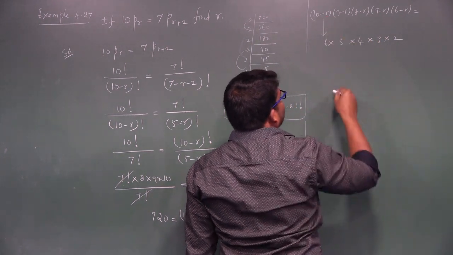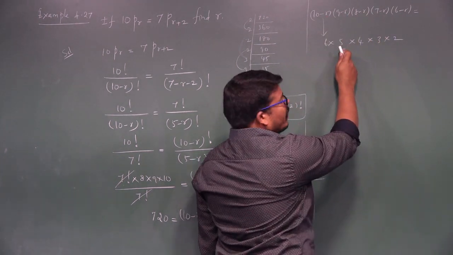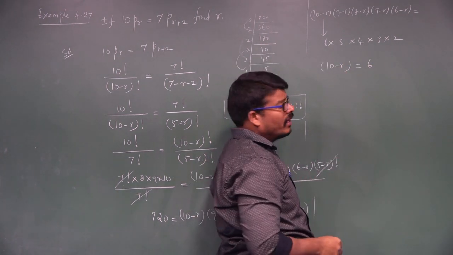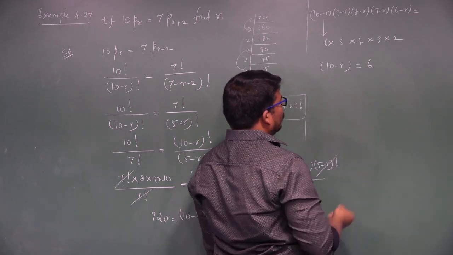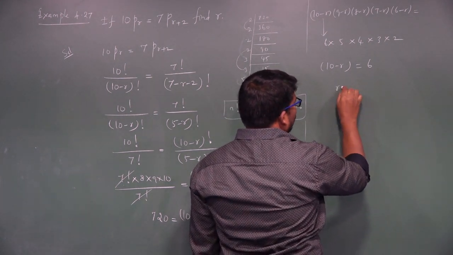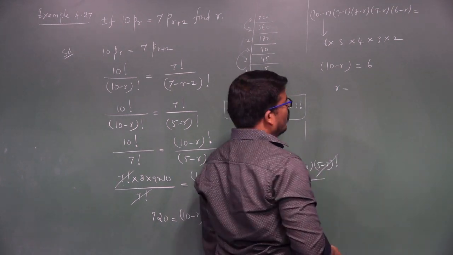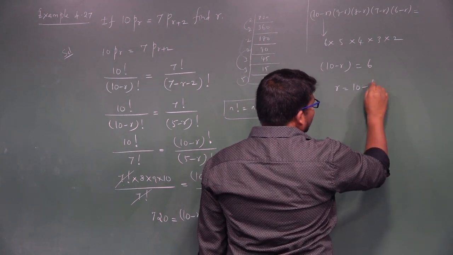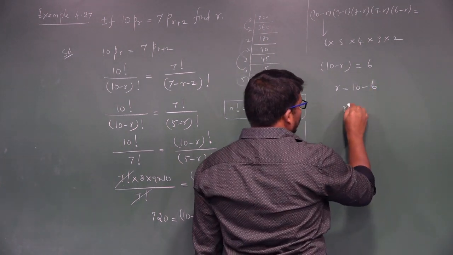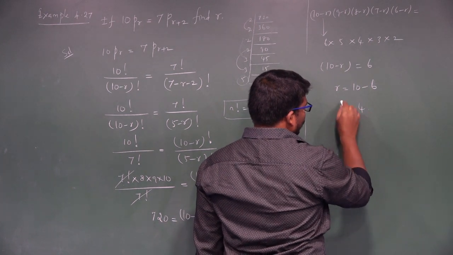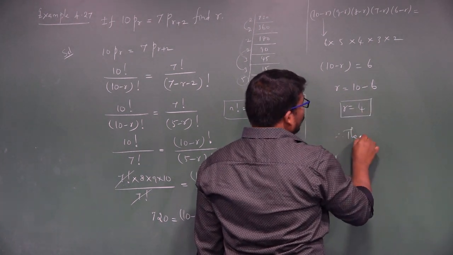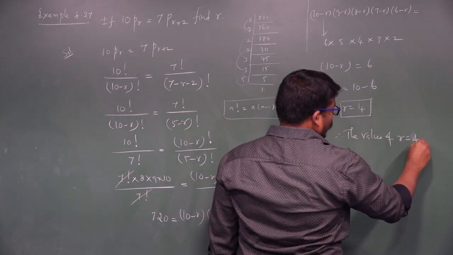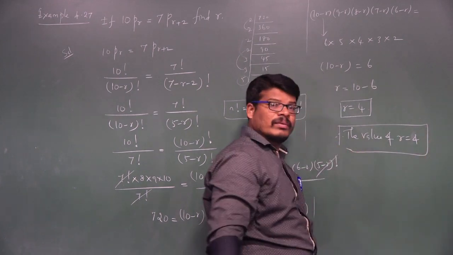10 minus r equals 6. 9 minus r equals 5. Equating any one of the terms, 10 minus r equals 6. Now find the value of r. 10 minus r equals 6. Taking r to that side, 10 minus 6 equals r, and 10 minus 6 equals 4. That is, the r value is 4. Therefore, the value of r equals 4.